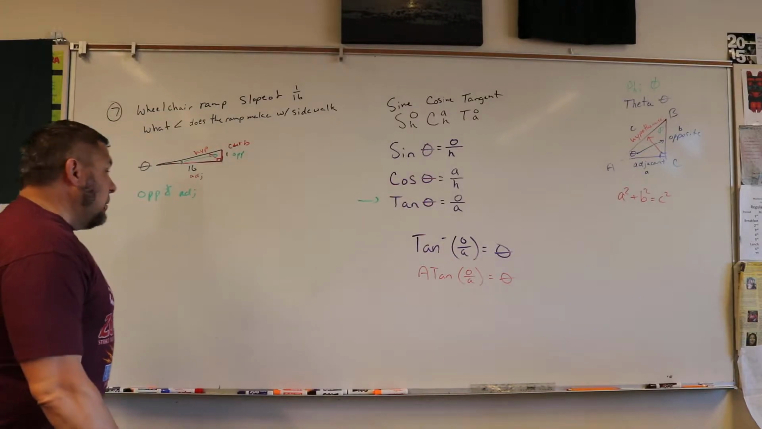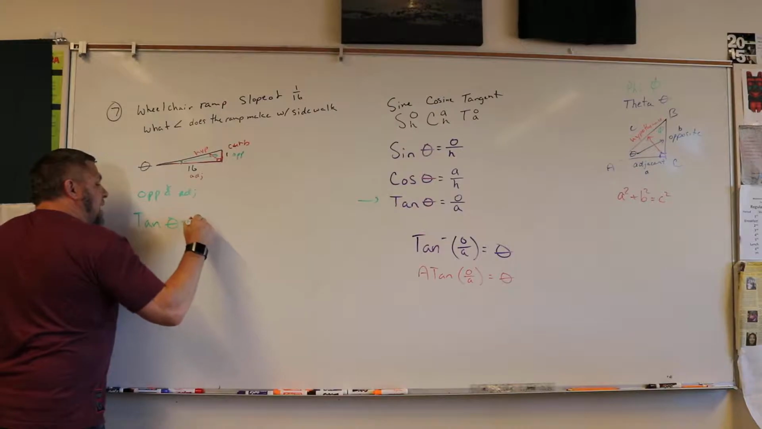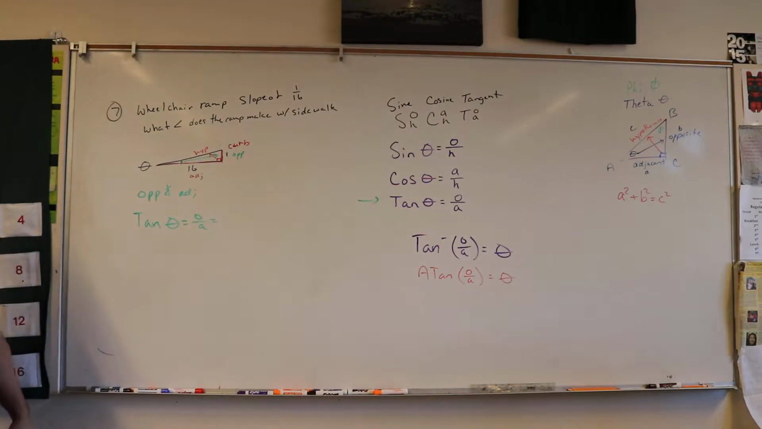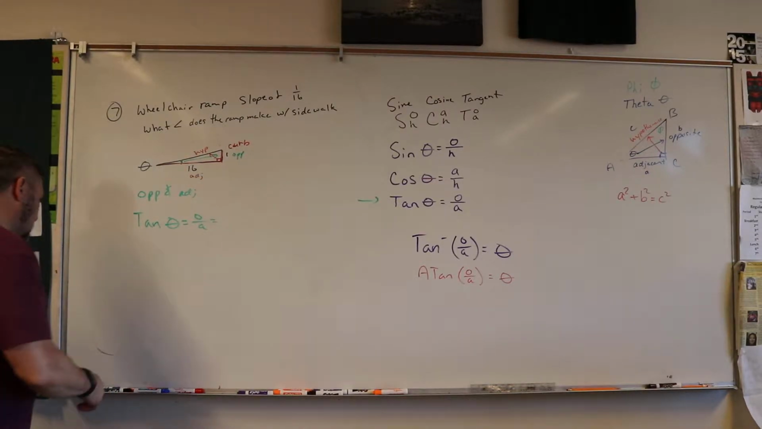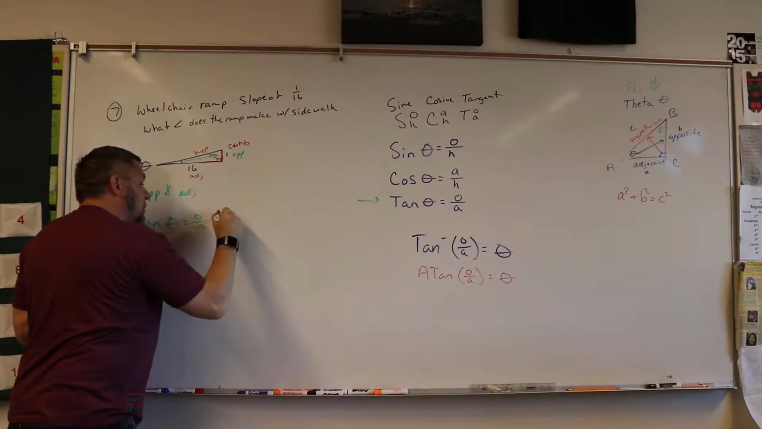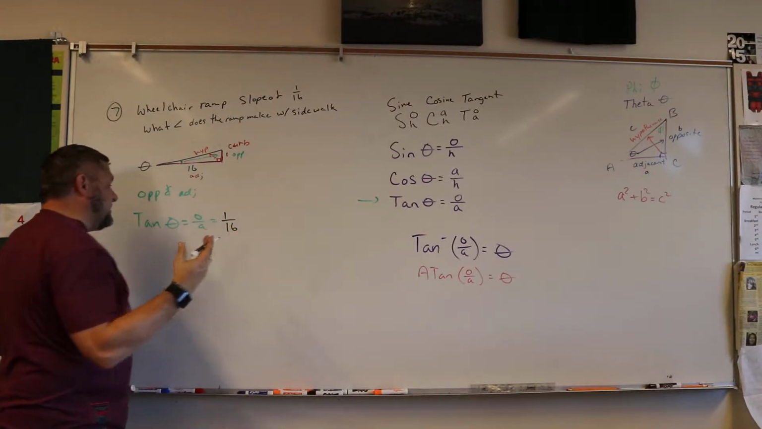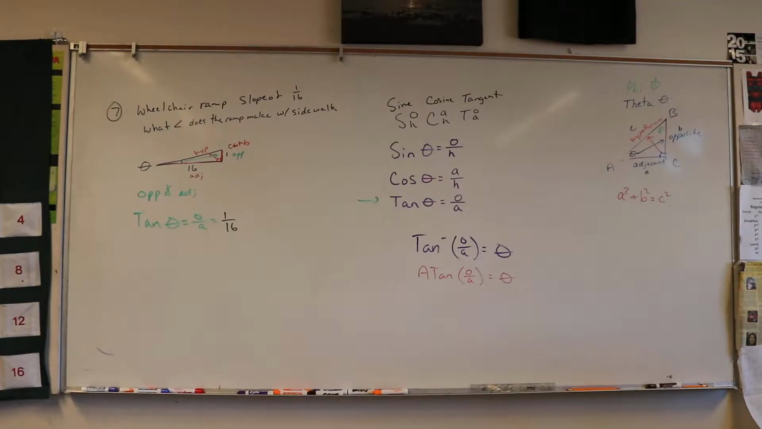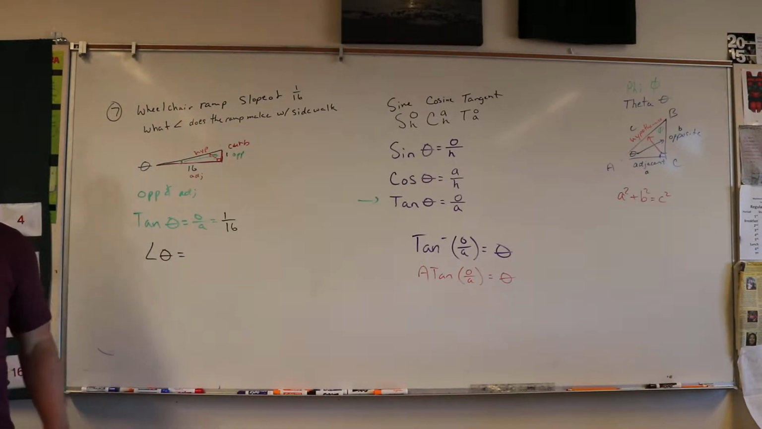Okay? Alright, so we know we're looking for tangent of theta is equal to opposite over adjacent. What is the opposite? 1, right? What's adjacent? 16. Hey, this is easy. How do I find the angle? You remember? How do we find the angle? Angle theta equals what? What's the rule?